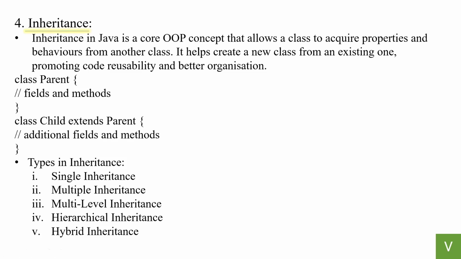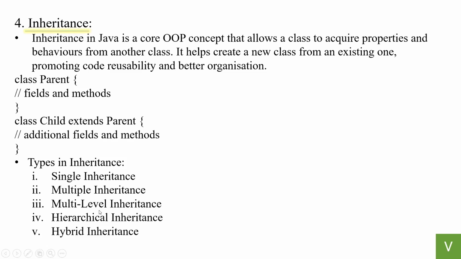Now let us see the types of inheritance. So this is about multiple inheritance. That is, multiple parent classes are present. From that, only a single child class can be derived. This is multiple inheritance. Now let us look at what is multi-level inheritance.